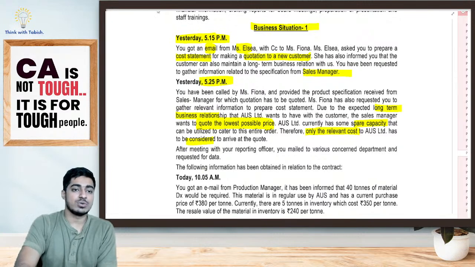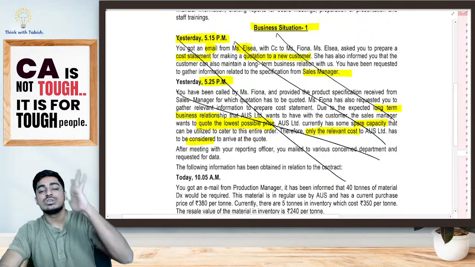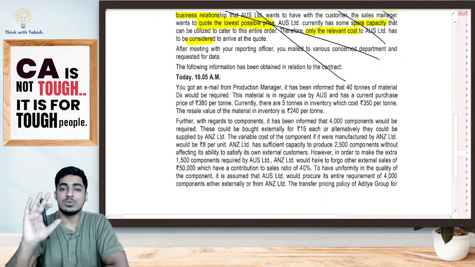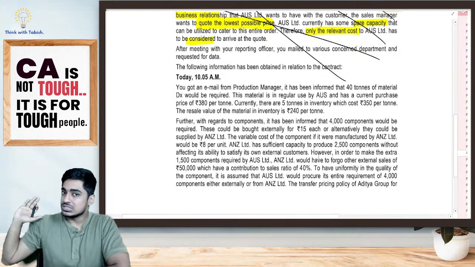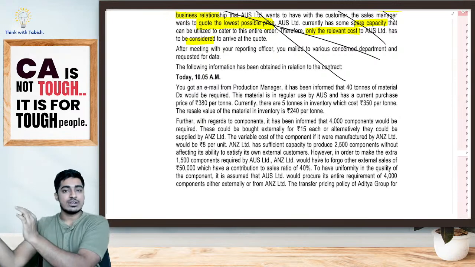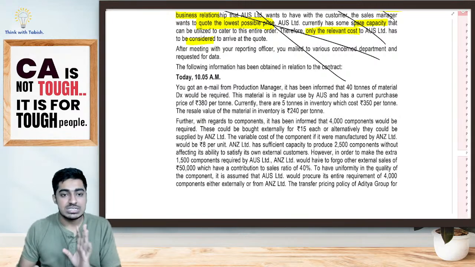So till now, whatever was there was completely story. The only thing is we should consider relevant cost. Now, from here, the question is going to start. One page of question is there. I will take relevant points, we'll discuss, and we'll add it to the answer. Next point, we'll discuss, we'll add it to the answer. This way, we'll be in a position to save our time.